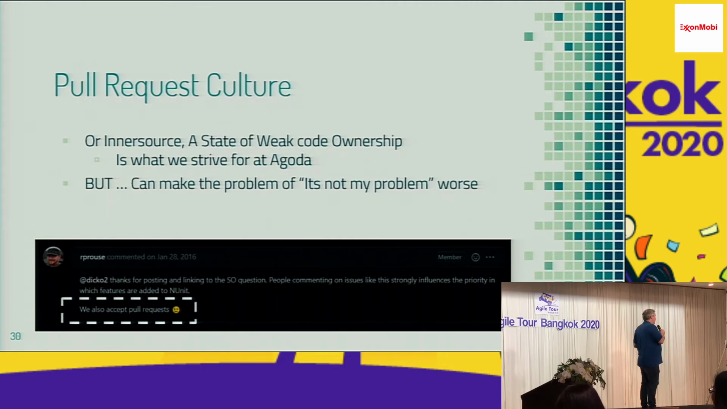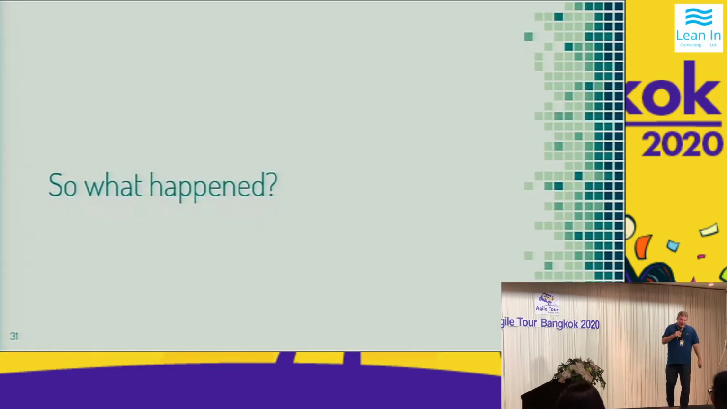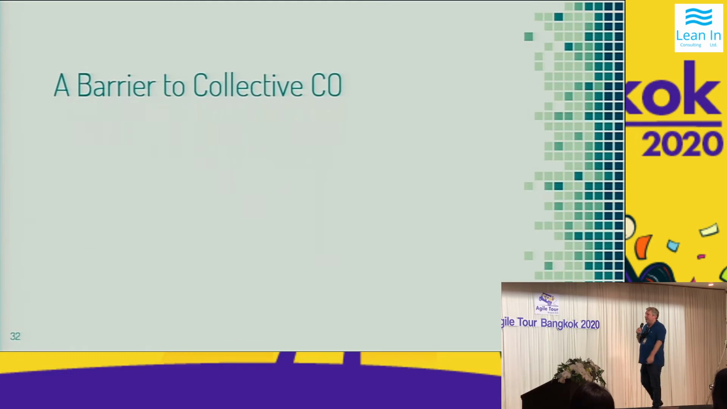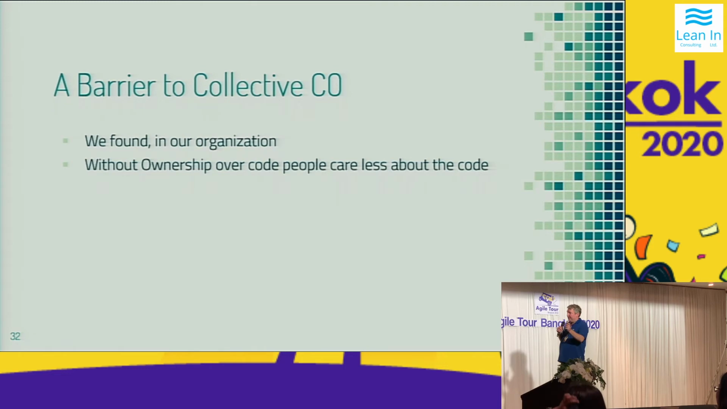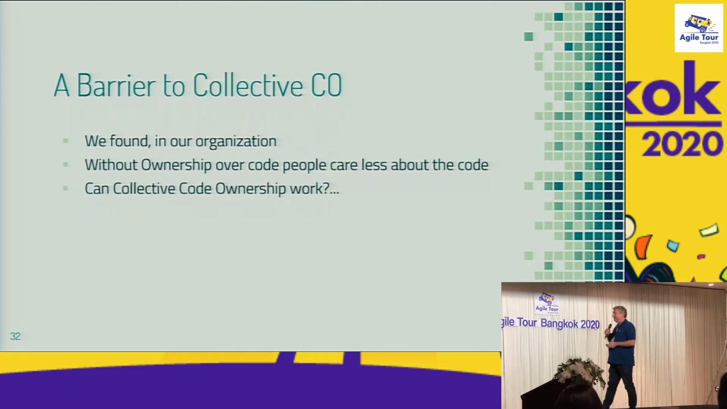But it can make the problem, it's not my problem, worse, is what we've found. So what happened? Is this a barrier to collective code ownership? We found in our organization, at least in my area, that without ownership over code, people tend to care less about the code. If you have a team that doesn't own any code, doesn't own any systems, they tend to care less about the code. So can collective code ownership work? Probably, but I haven't made it work at scale yet.